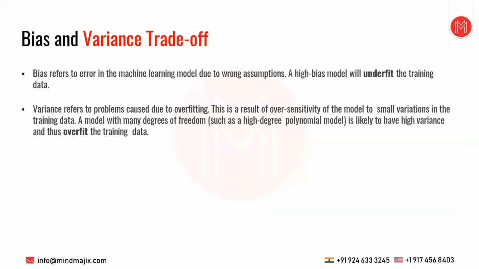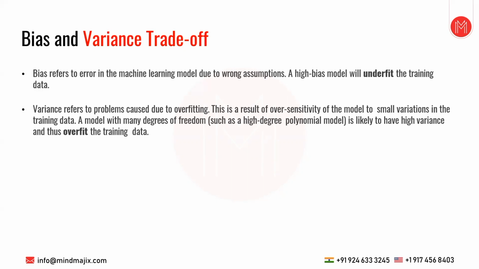Now we have to talk about an important consideration for machine learning techniques, and that is the bias and variance trade-off. Bias refers to error in the machine learning model due to wrong assumptions. A high bias model will underfit the training data. Variance refers to a problem caused by overfitting, and this is the result of oversensitivity of the model to small variations in the training data. A model with many degrees of freedom, such as a high degree polynomial model, is likely to have a high variance and thus overfit the training data.